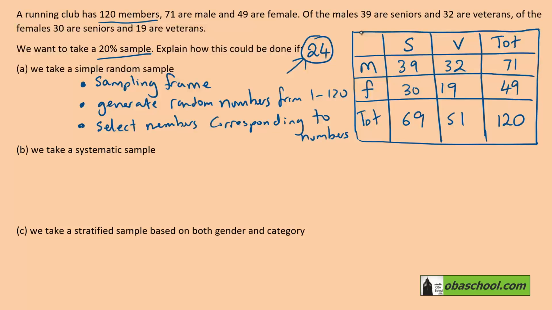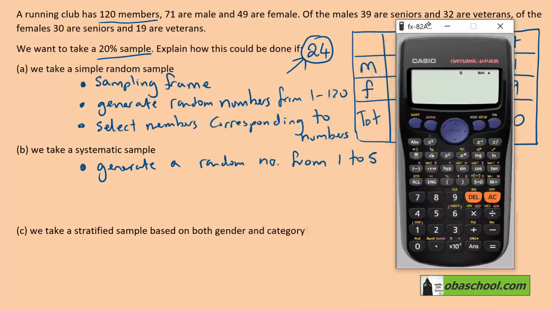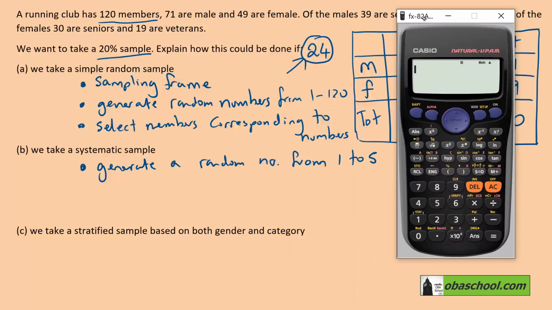Okay, systematic sample. Well, if we're doing 20%, we know that we want one member out of every 5. So we'd start by generating a random number from 1 to 5. You could do that actually just on your calculator in all likelihood.